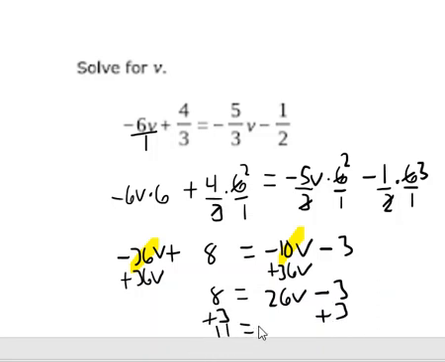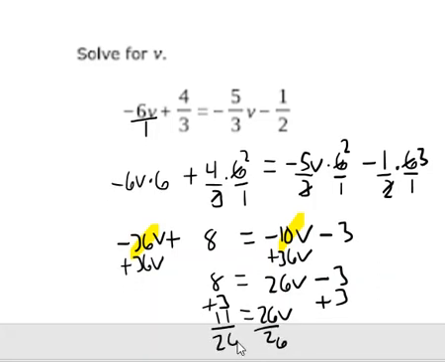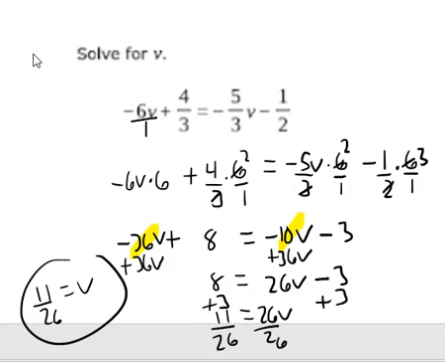So 11 equals 26 times v, and then last step would be to divide by 26. So 11 divided by 26 equals v. Voila, there's your answer.